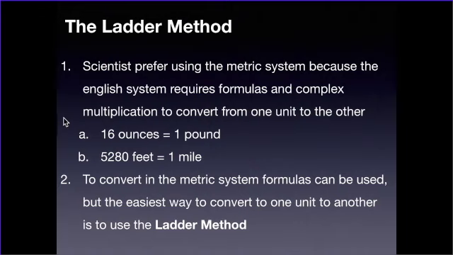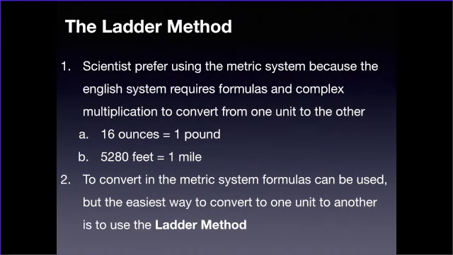We've talked about this several times: the metric system is preferred by scientists because the English system requires formulas and complex multiplication. Here's just a quick example. 16 ounces equals 1 pound. So if I have 52.5 pounds, you would have to multiply that by 16 to get your answer. Same kind of thing with a mile to a foot, or even a mile to inches. It's just pretty difficult for people to convert those things compared to what can be done in the metric system.